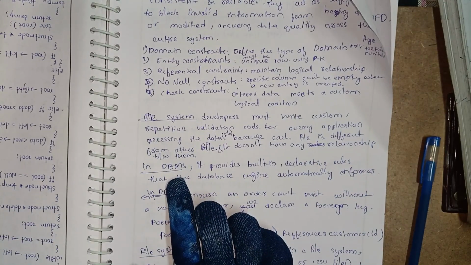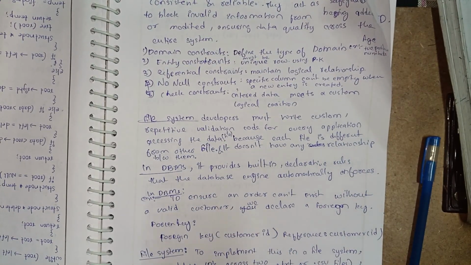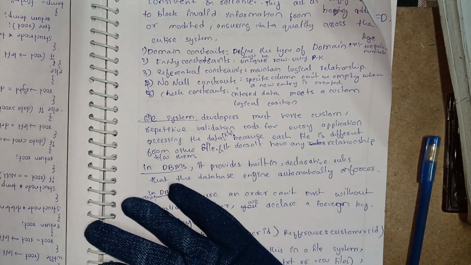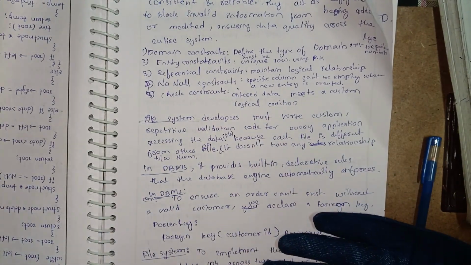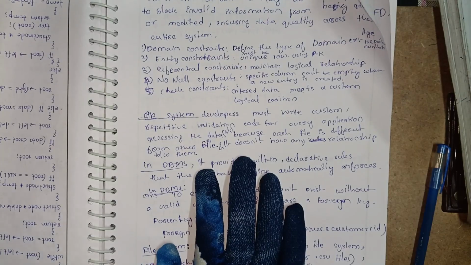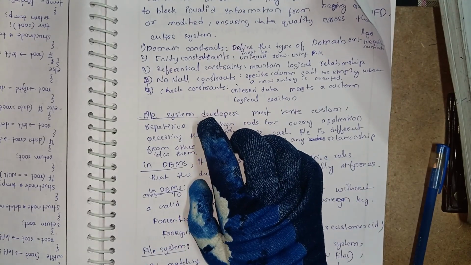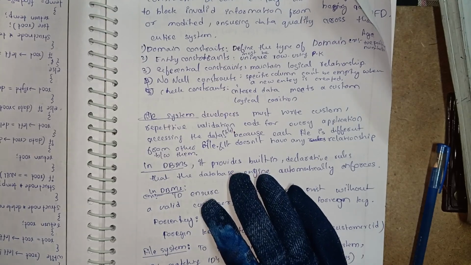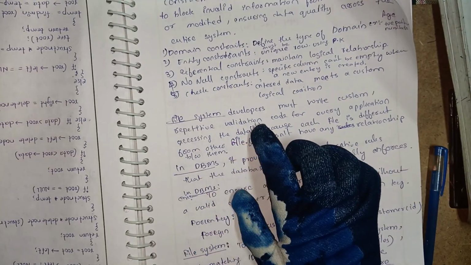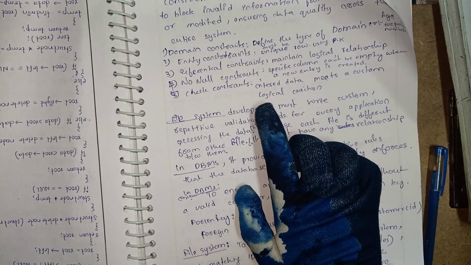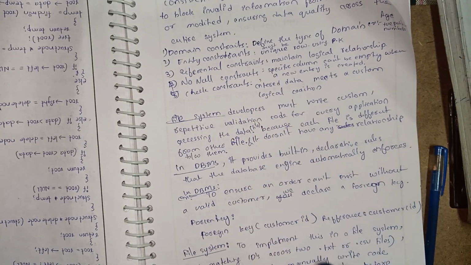And then in the file system, why it is difficult to implement integrity constraints, and why in the DBMS it is easy to implement the integrity constraints, we will see now.